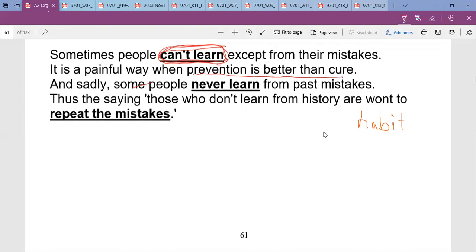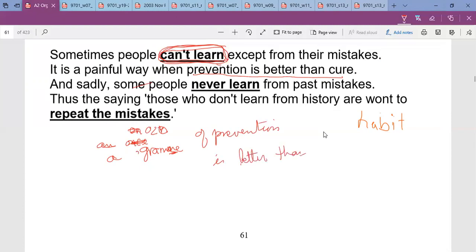I always say, an ounce of prevention is better than a pound, P-O-U-N-D, of cure. Actually, an ounce and a pound, or better than a kilogram of cure.